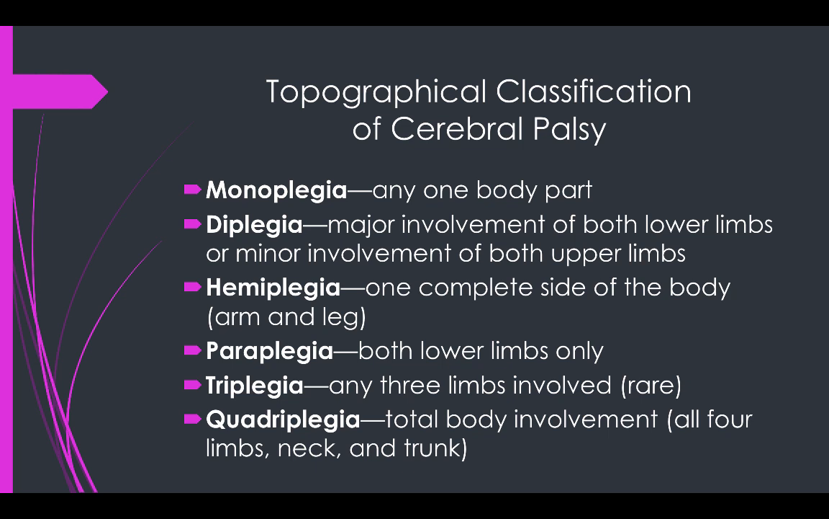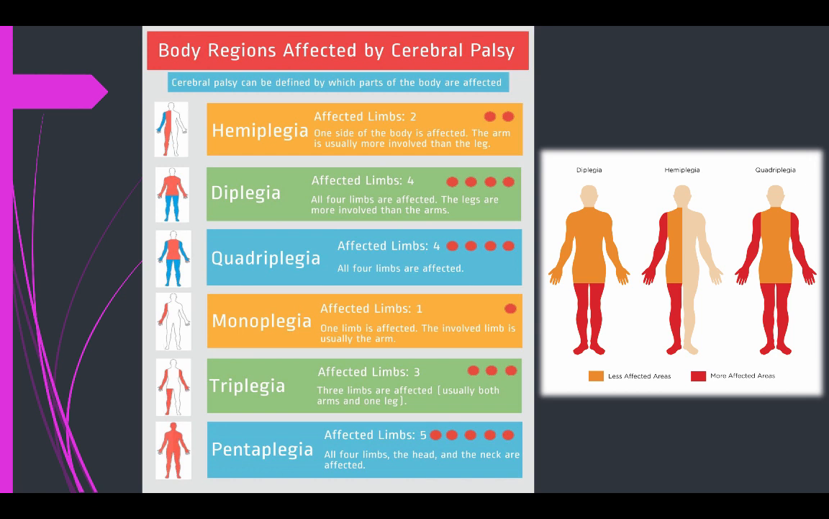Paraplegia is the impact of the lower limbs. Triplegia is any three limbs, which is typically pretty rare, but that usually would be two legs and one arm. And then quadriplegia, meaning total body impairment, so all four limbs and potentially the neck and the trunk. So here's kind of a visual for you, some pictures to show you. So quadriplegia, all four areas are impacted. Hemiplegia, half the body. Diplegia, usually the lower body is most impacted.